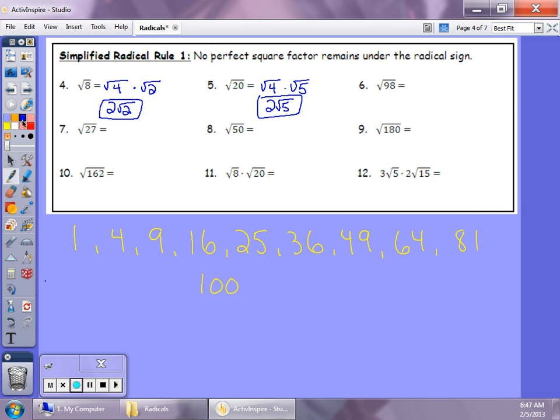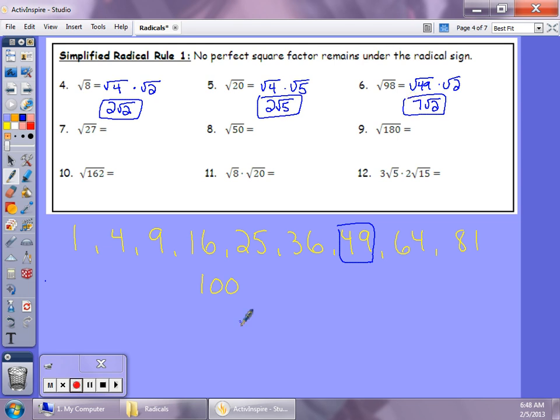Okay, so we're looking for factors of 98 that also contain a perfect square, and that's going to be this right here. So we know that 98 does give me 49 times 2, so the square root of 49 is 7, so our simplified answer is 7 root 2.